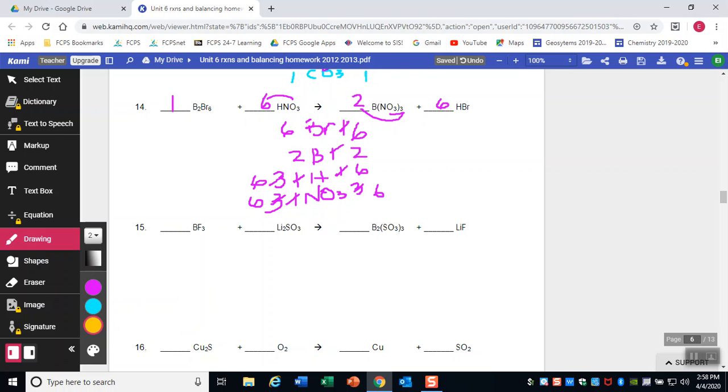So 2 borons, so check. 6 bromines and 6 bromines, so check. 6 hydrogens and 6 hydrogens, so check for the hydrogens. 6 nitrates, remember this is all, I'm not doing 6 times 3, the whole thing is a nitrate, so I've got 6 nitrates, and 2 times 3, I've got 6 nitrates, so my nitrates are balanced as well. So that is done.